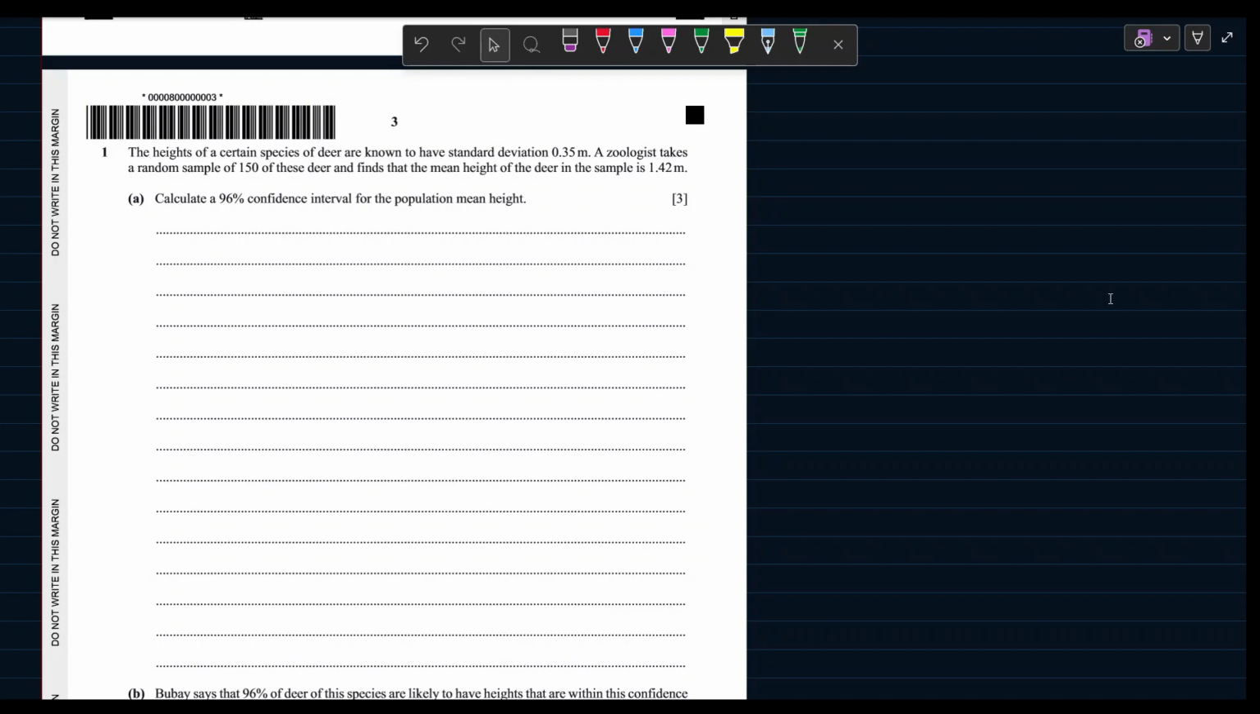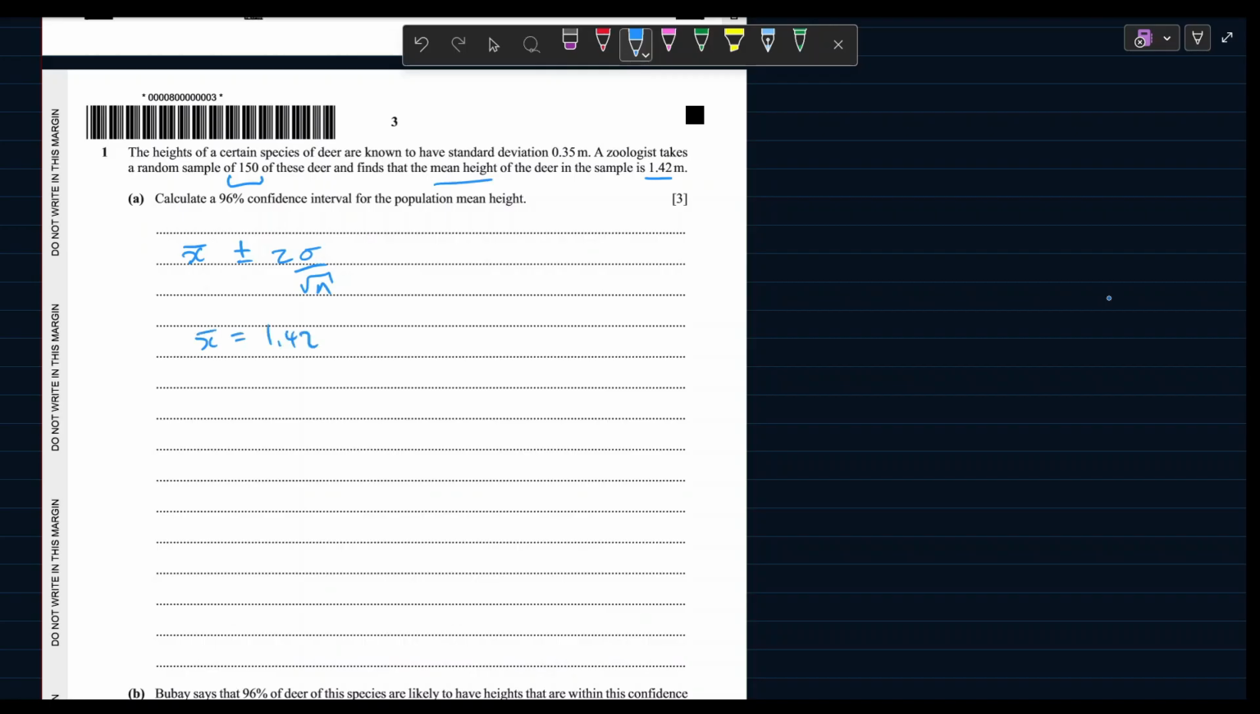Okay, so we are dealing with a large sample of deer, 150. And so it means that the formula we can use, even though this is not normally distributed, is x bar plus or minus z sigma over root n. Okay. And in this case, our x bar will be our mean height. So the mean height of the sample, x bar, is 1.42.